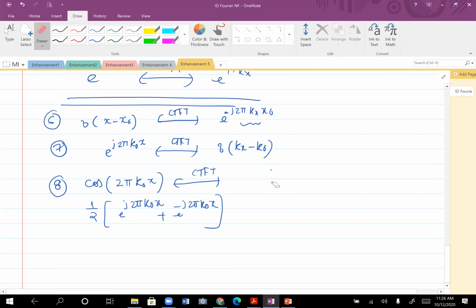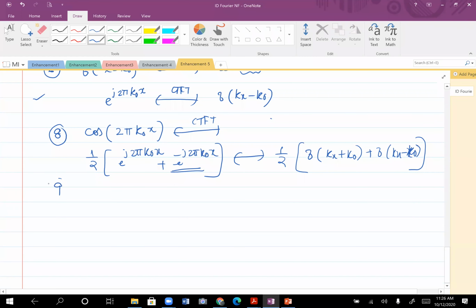So now that would result in this 1 by 2 remaining the same. E power j 2 pi k naught x, you would make use of this property. So I could, for example, write it as delta of kx plus k naught, plus delta of kx minus k naught.